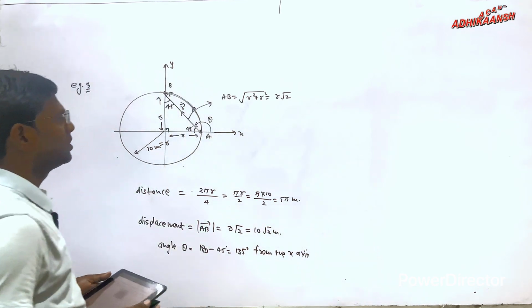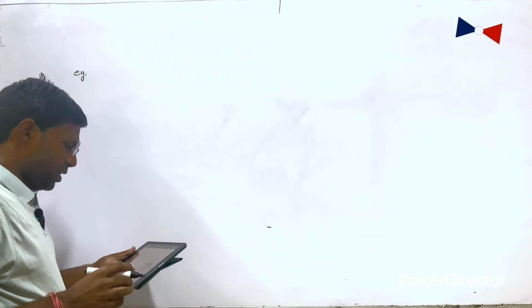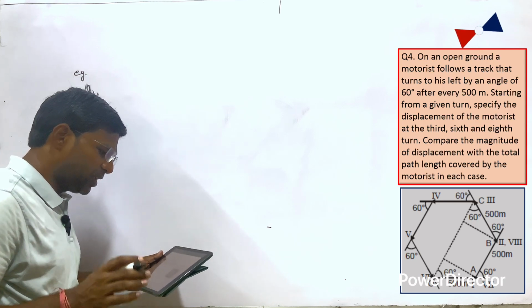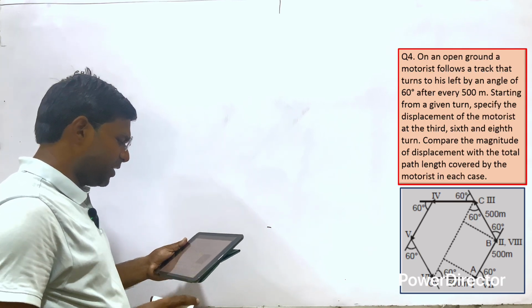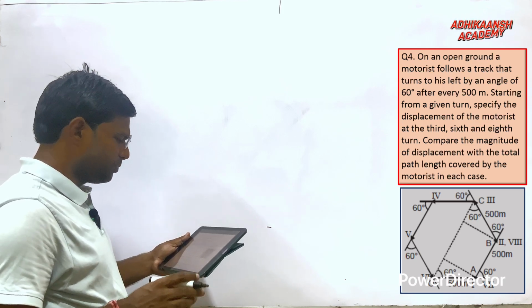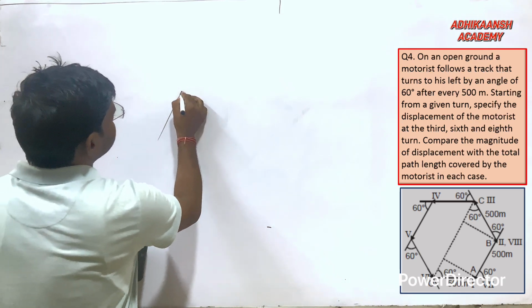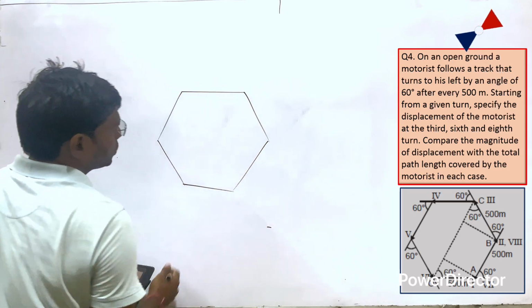So this is the solution. This illustration shows a motorcyclist following a track in the shape of a hexagon. After 500 meters, it turns by 60 degrees. That is, the motorcyclist is moving along a hexagon. I am explaining the question.